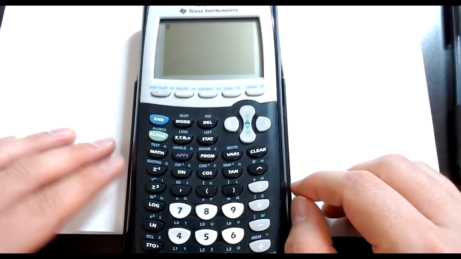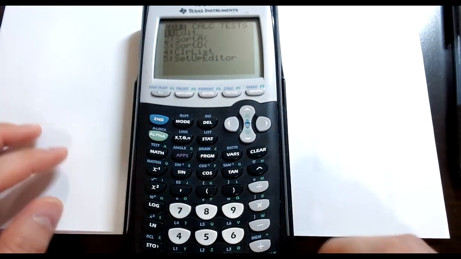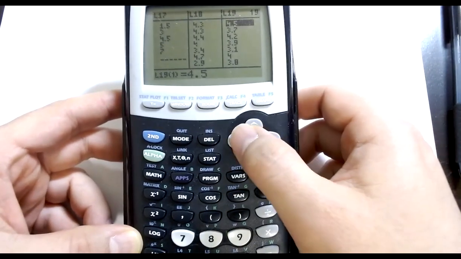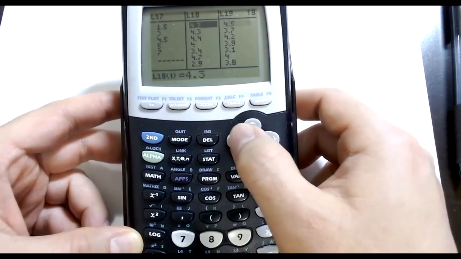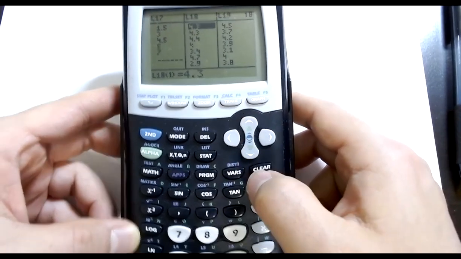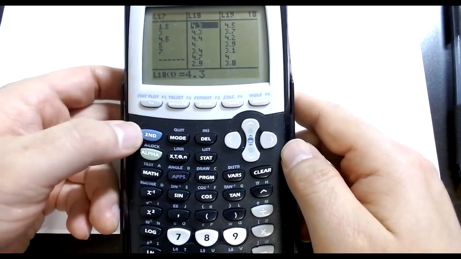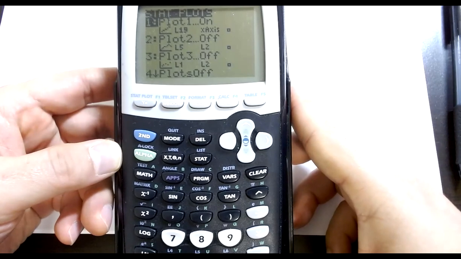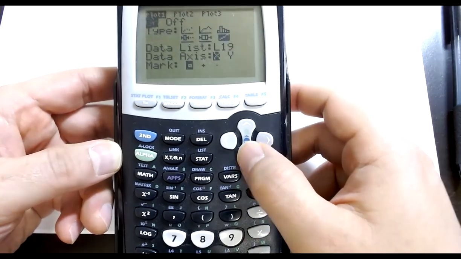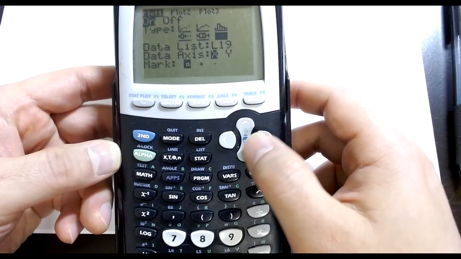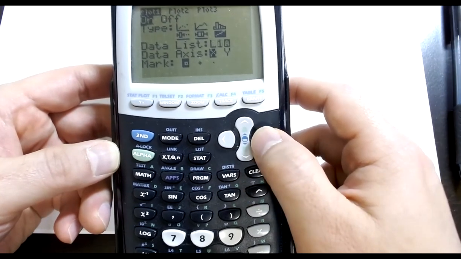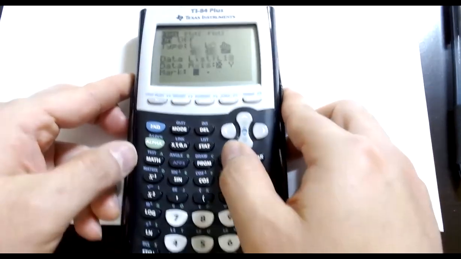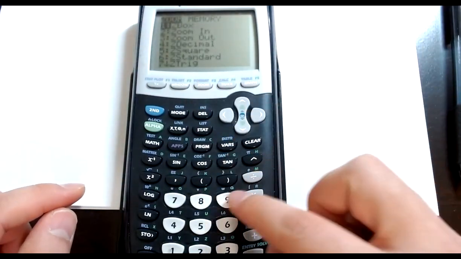I told you we need to enter the data, but I already entered the two data sets in L18 and L19. So let me plot the quantile plot. We go to stat plot, turn on plot 1 and turn off all other plots. We enter plot 1, choose the last type, and data list L18. Then we just press zoom and press number 9.